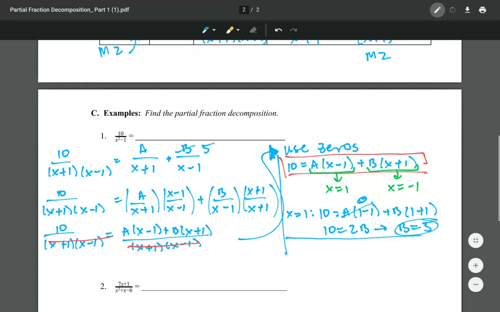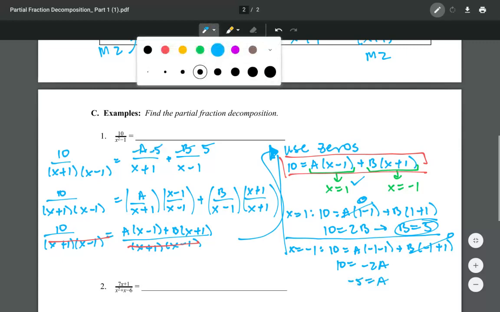I can do the very same thing with my other zero. I've taken care of x equal 1. Let's do x equals negative 1. I'm going to run that through the equation I've got up there in red. 10 does not change. A, replace x with negative 1, so (-1 - 1) plus b(-1 + 1). Now that guy goes to 0. And I get 10 equals -2a. Divide both sides by negative 2. Negative 5 equals a. Negative 5. Put my answer in green here on the answer line.